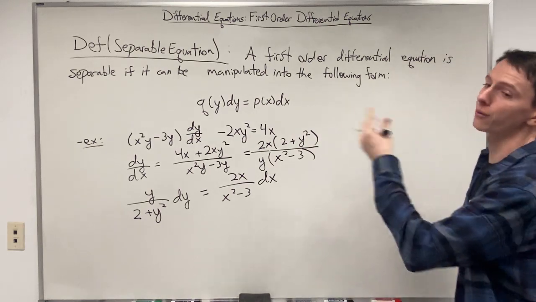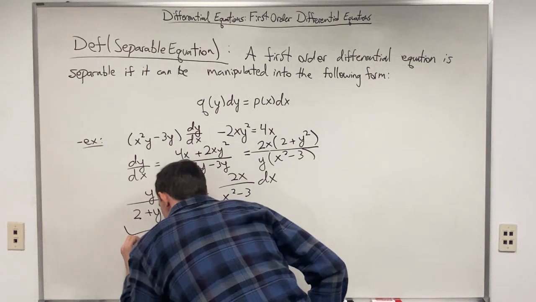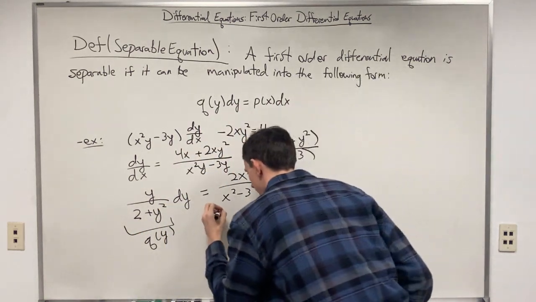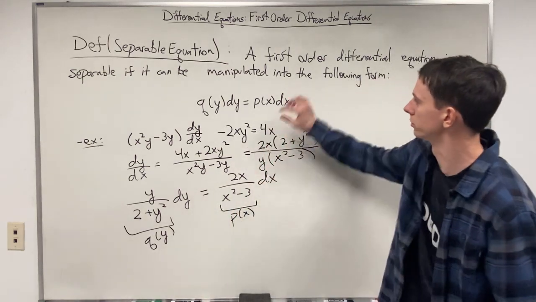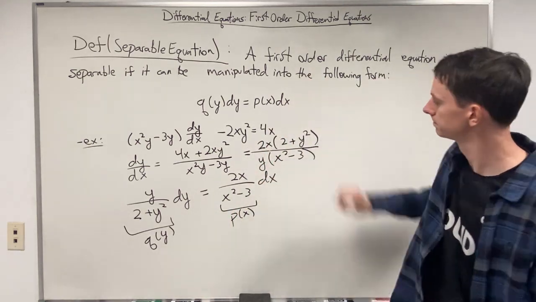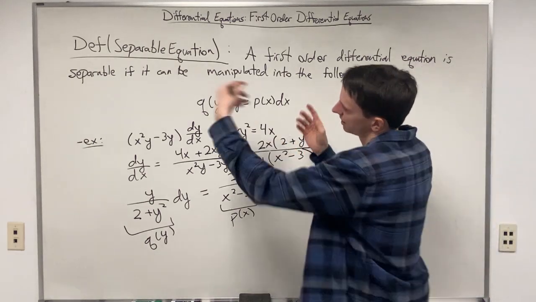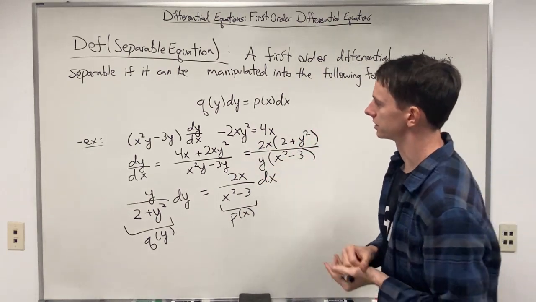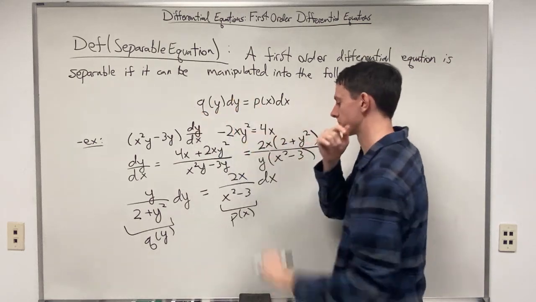All right, and now hopefully we can see that this fraction that I have right here is my q of y, and this fraction that I have right here is my p of x function. So now it looks like this general definition. Okay, hopefully that makes sense. Those are the general steps to take this ugly looking differential equation and manipulate it so that it gets into this form right here.